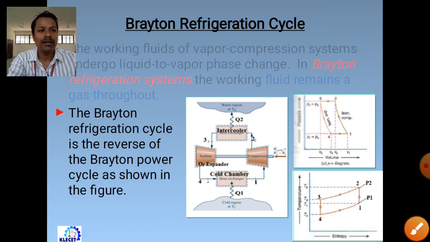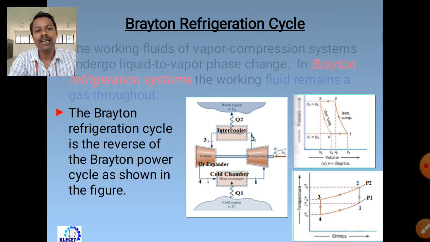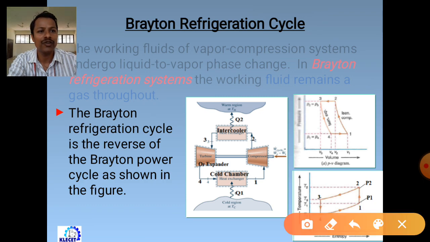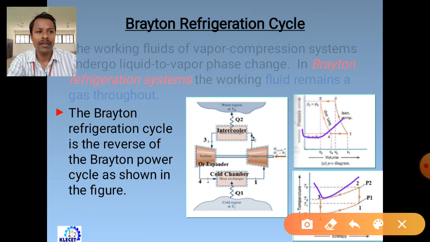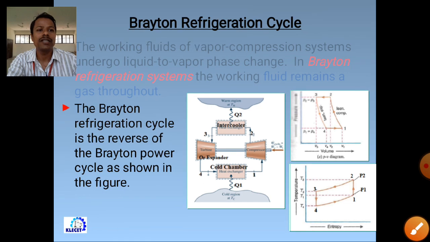The Brayton refrigeration cycle is a reversed Brayton power cycle. As I told in the beginning of this discussion, please remember how the cycle is executed. We need to remember this TS diagram, which is very important for solving numericals, and the PV diagram should also be remembered, how the pressures are constant and what the nomenclature is. Remembering the nomenclature is very important. Now let us go ahead.